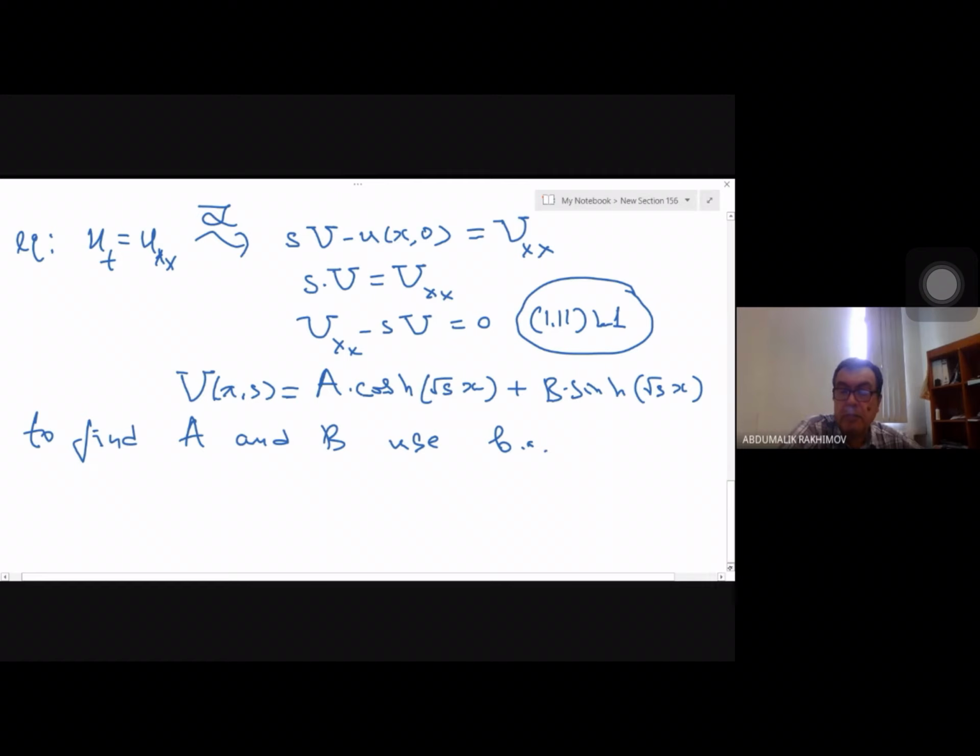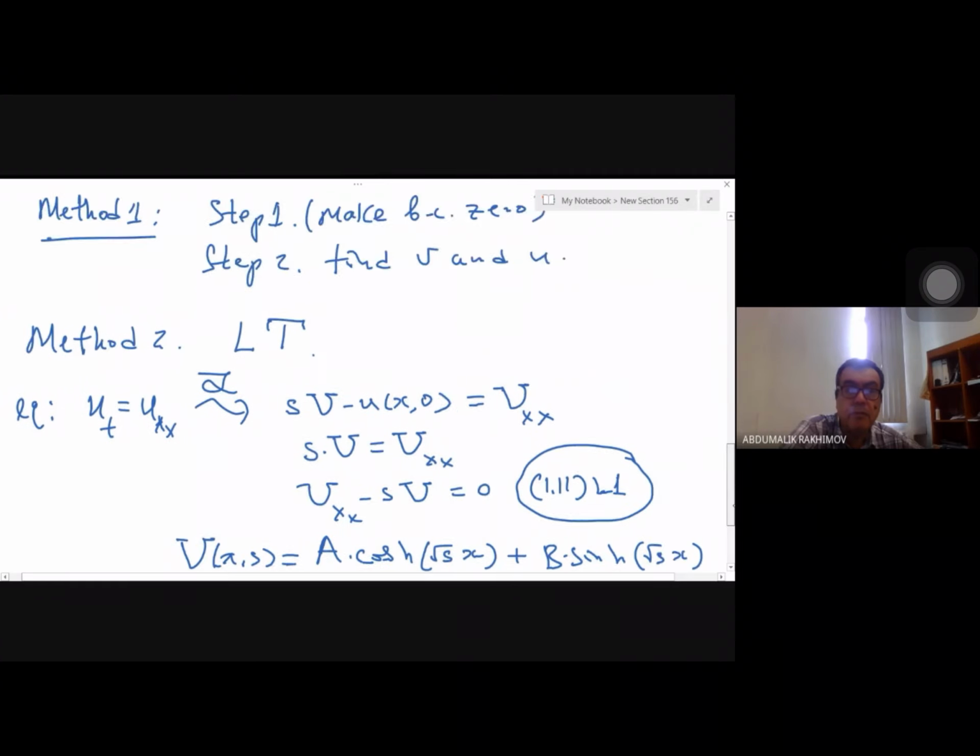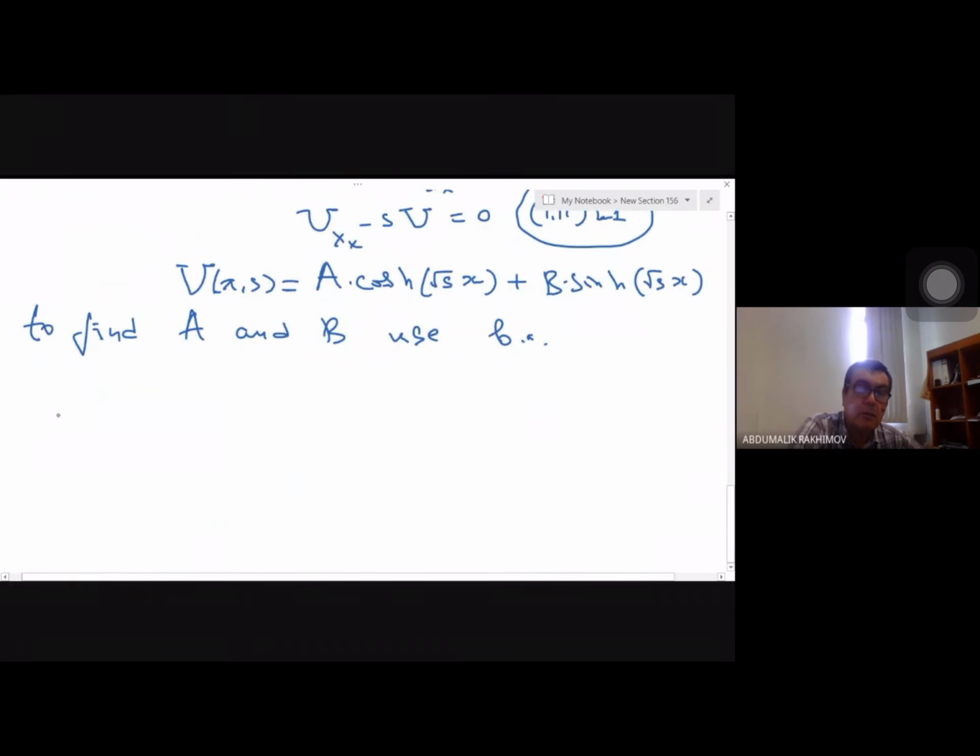We have two boundary conditions. The first boundary condition: u(0,t) equals 0. I must transform it because my function is U capital. In Laplace transformation, u is transformed to U capital, x is not changing, x is 0, t is changing to s, and the transformation of 0 is 0.